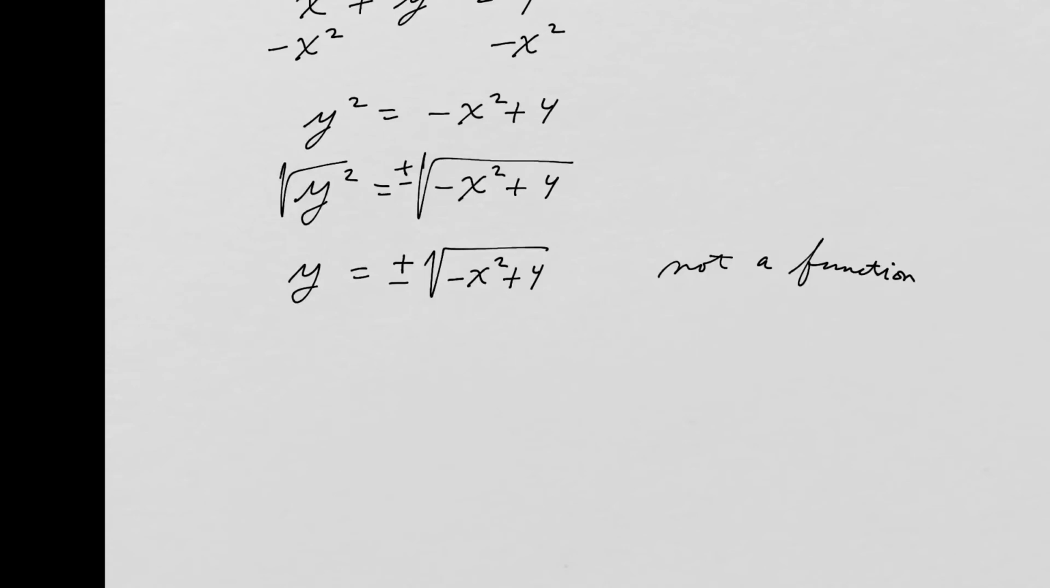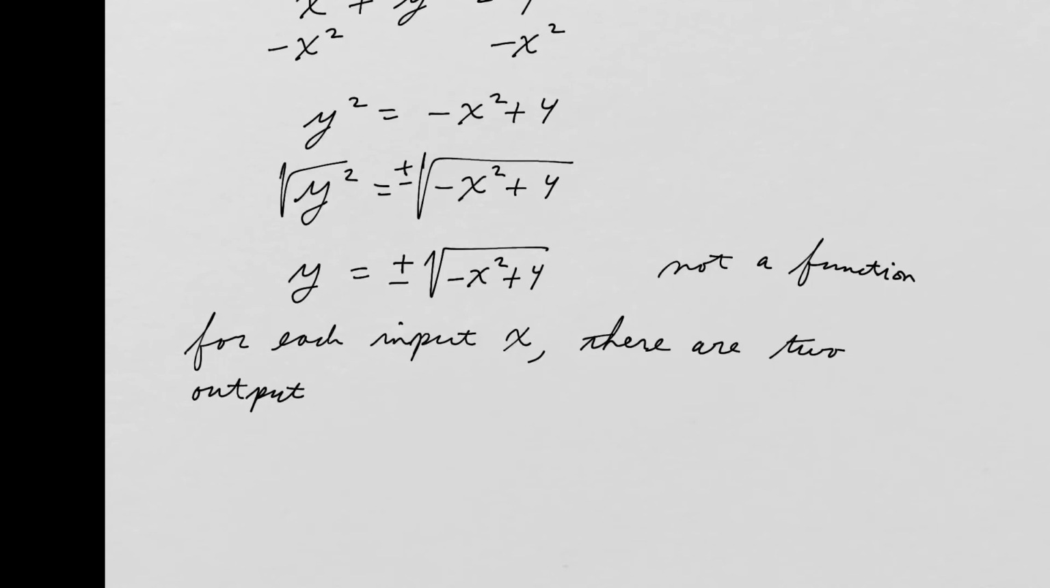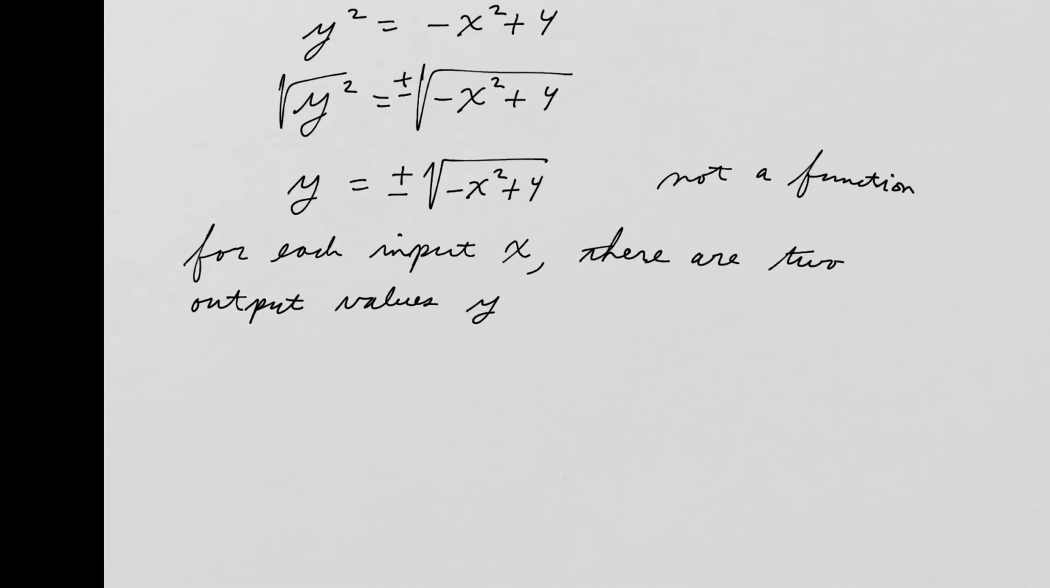So the reason is for each input x, there are two output values y. Like for example, if x equals 0, y is equal to positive 2, or y is equal to negative 2. And we can't have two output values for each input value. So it is not a function.